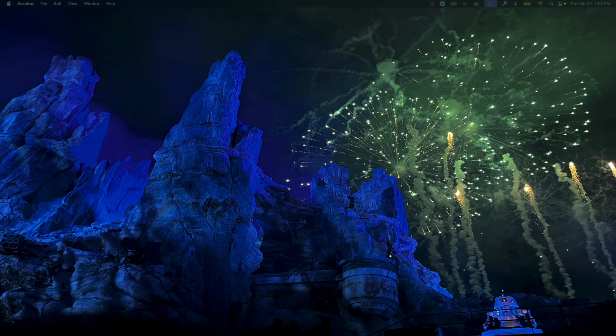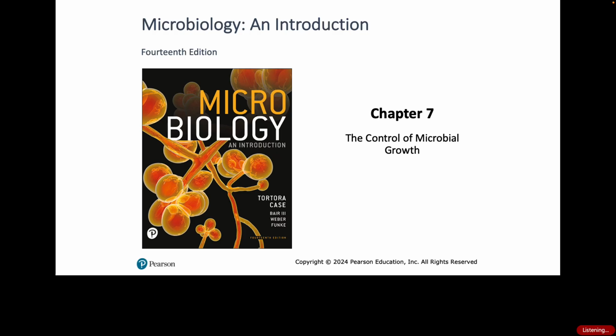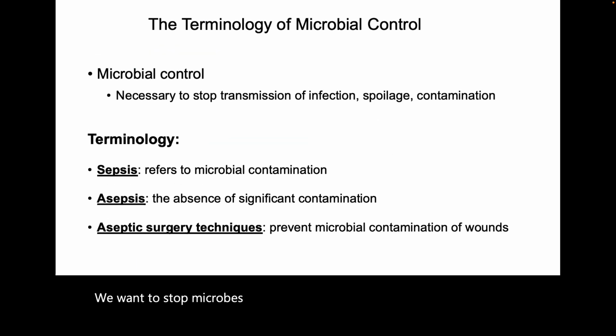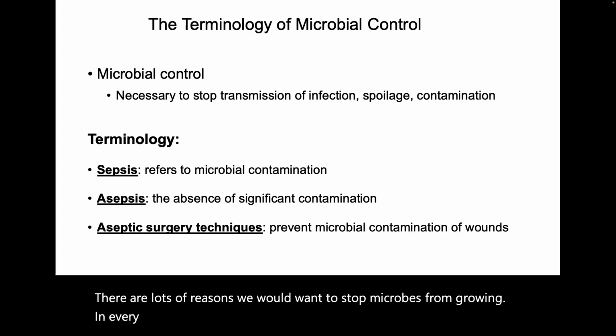This is a very important chapter for those of you interested in things like healthcare, right? We want to stop microbes from growing. Okay, so why do we want to stop microbes from growing? Well, I'm sure you can imagine why. There are lots of reasons we would want to stop microbes from growing. In every environment, absolutely not. In some environments, definitely. We want to stop, really importantly, infection.